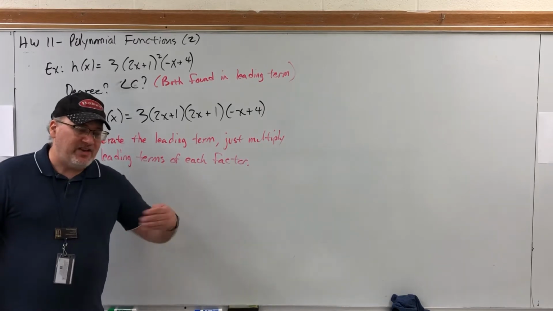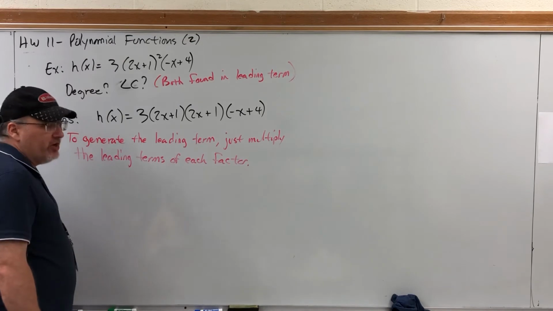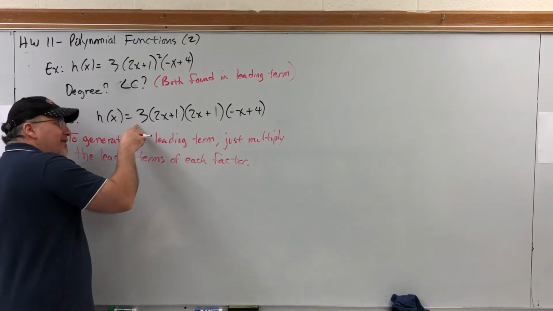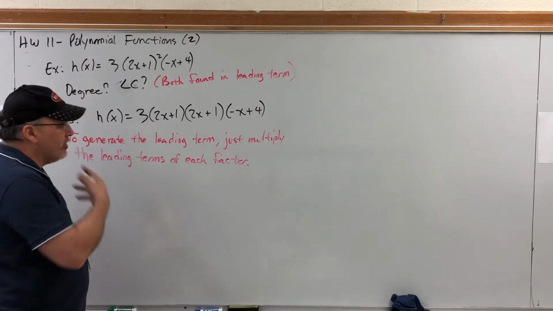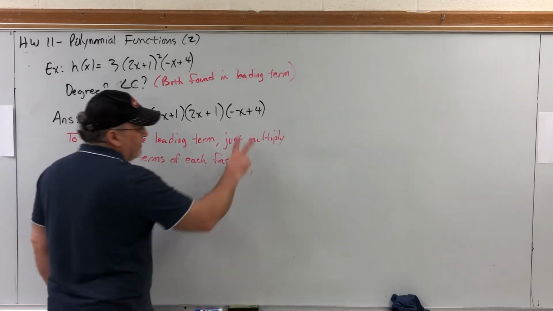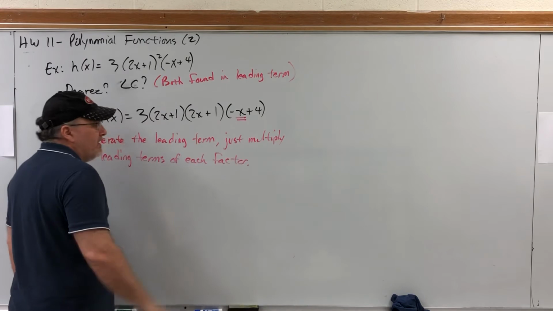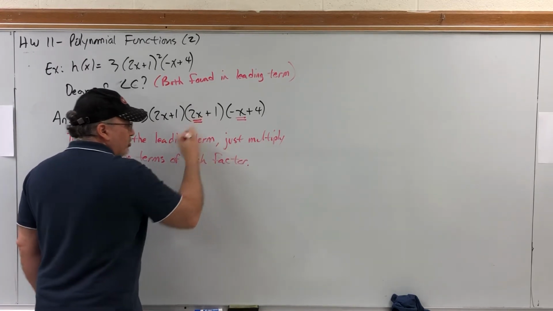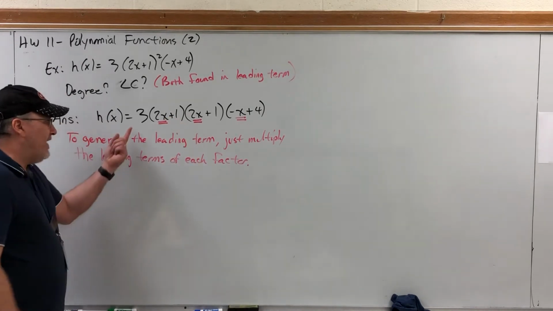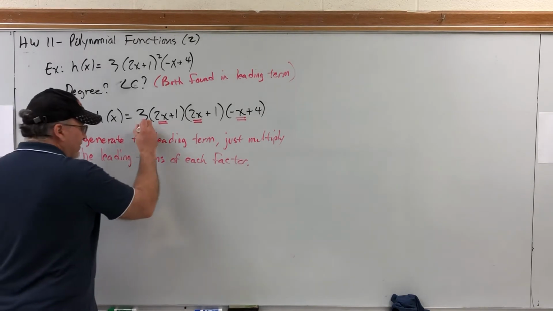Remember that as a noun, the word factor is part of the multiplication problem, and this function currently has 4 factors, the 3 parentheses and the 3. So we're going to go through each factor and just grab its leading term. Let's do it from right to left. In the negative x plus 4, the leading term is negative x. In 2x plus 1, the leading term is 2x. Same thing with this 2x plus 1. And in the factor of 3, it is the only term in that factor, so by default, it's the leading term.